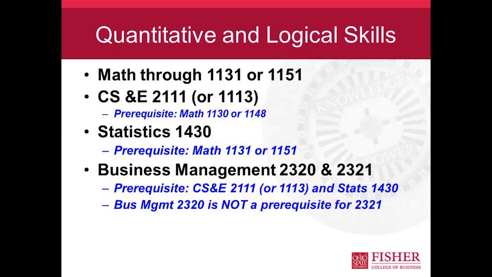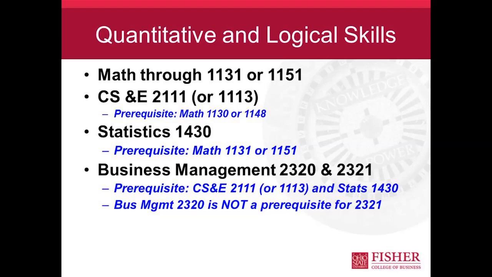While CSE 1113 is also an option for business students, instead of 2111, it is not recommended. This course is only 1 credit hour, and unlike CSE 2111, it does not include a lab. It is an accelerated course that is meant for students with a lot of experience in Excel and Access. The prerequisite for these two CSE courses is Math 1130 or 1148.